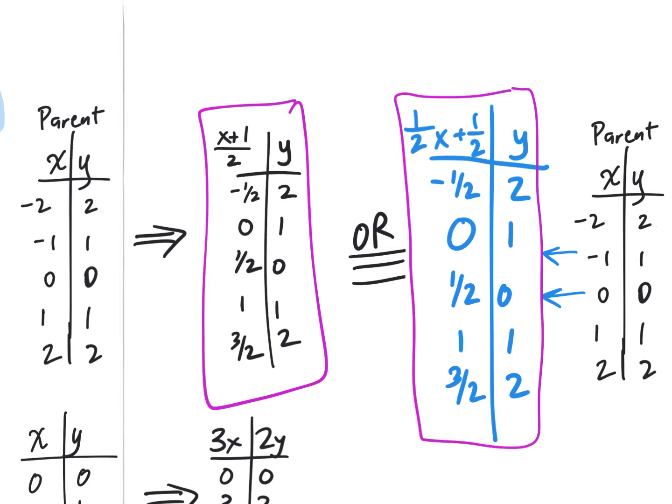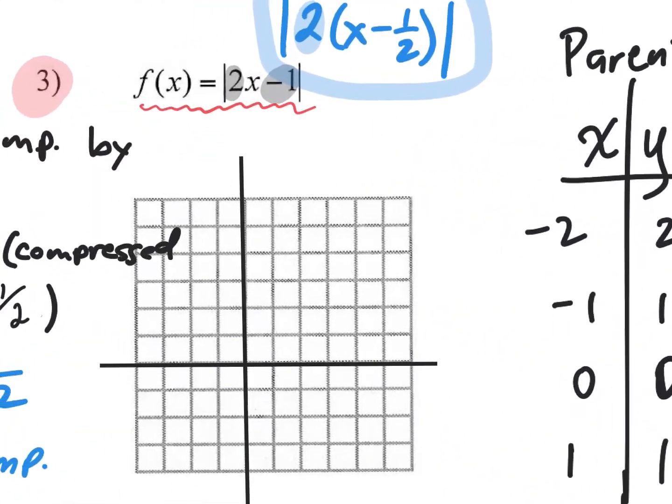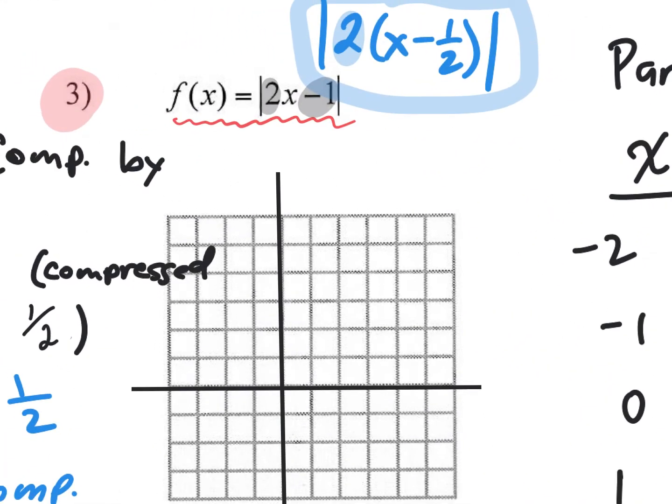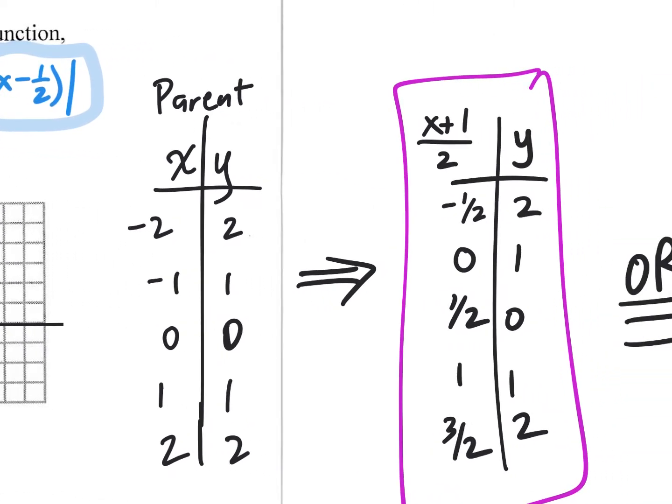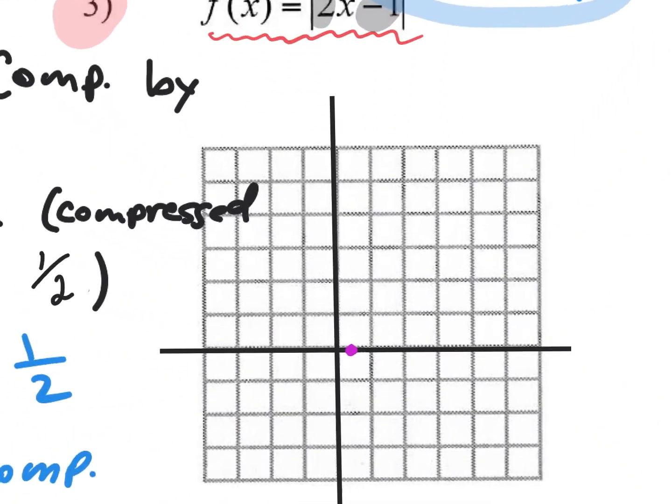You can see we have those 5 coordinates of negative 1/2, 2, 0, 1, 1/2, 0, 1, 1, and 3/2, 2 in both cases. So what that would look like, it would look something like this. There's our vertex at the point 1/2, 0. And then we're going to move out half of a unit in each direction, and each half unit move will account for a 1 unit increase in the vertical direction.